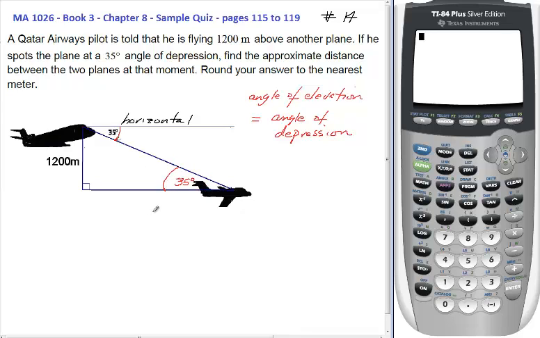Now what distance are we asked to find? How far are the planes apart? So we're looking for this distance right here. Otherwise it would have told us to find the horizontal distance between the two planes, which would be this value. But it's not. It's saying how far the planes are apart. So we're looking for x right there, which of course is the hypotenuse, isn't it? X is the hypotenuse of this right triangle.